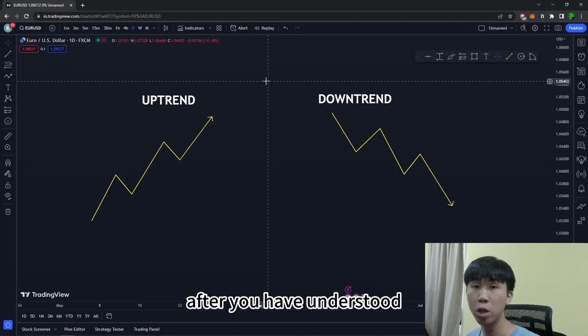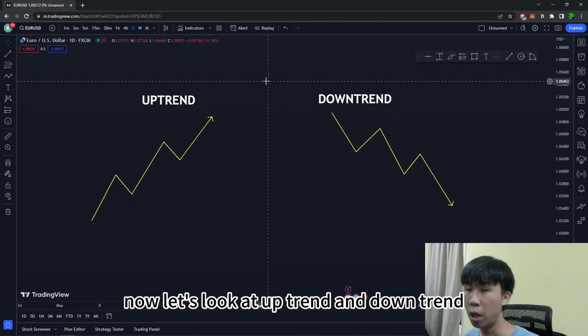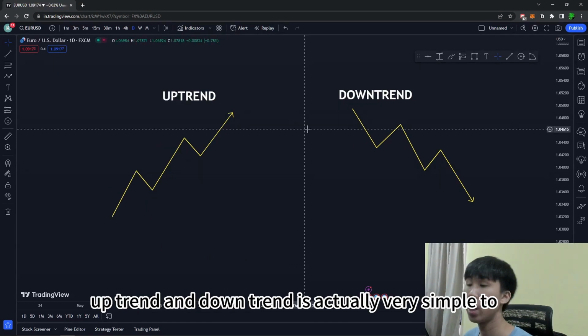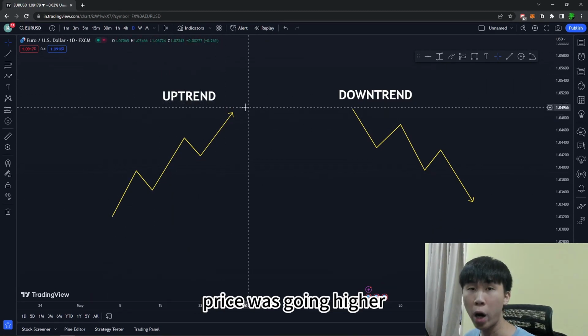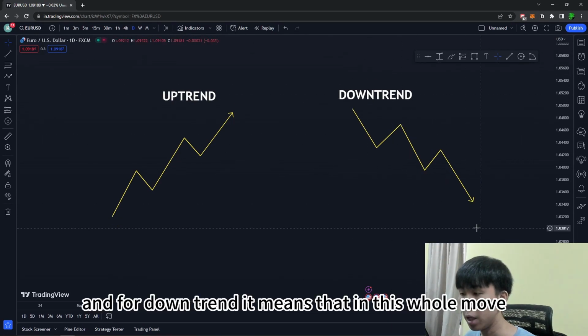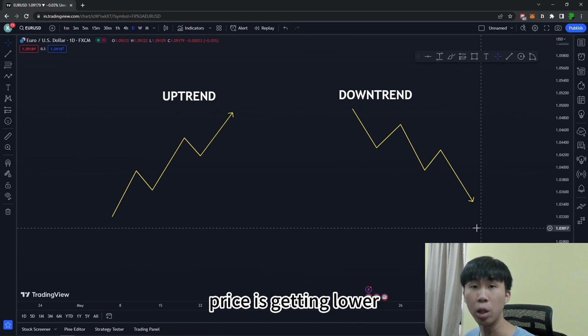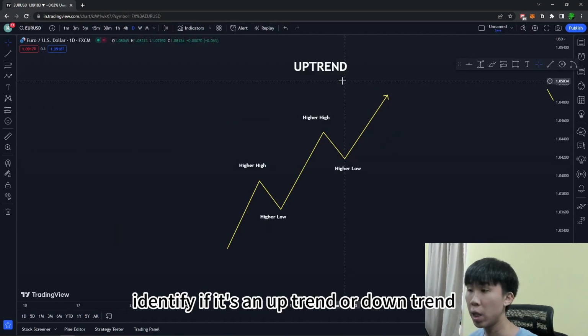After you have understood what the candlesticks are and how to read the charts, now let's look at uptrend and downtrend. Uptrend and downtrend is actually very simple to understand. Uptrend means that in this whole move, price was going higher, and downtrend means that in this whole move, price is getting lower. Let's start with uptrend first. So how do you actually identify if it's an uptrend or a downtrend?